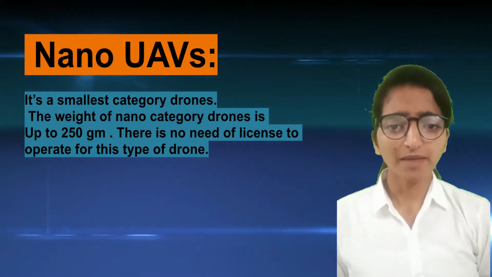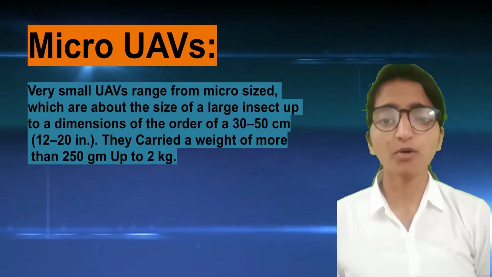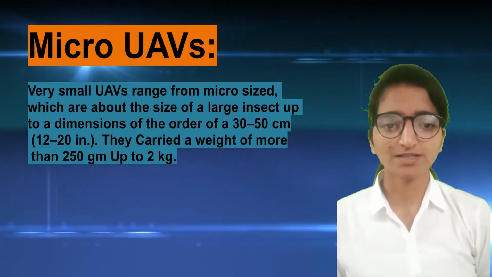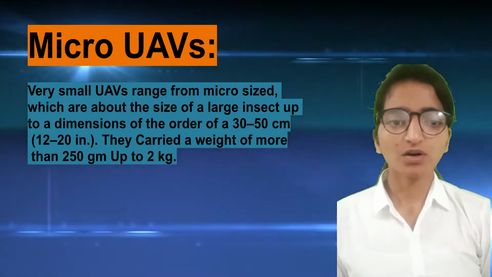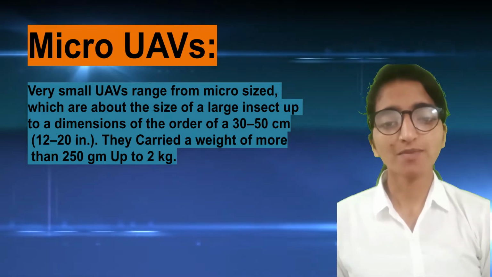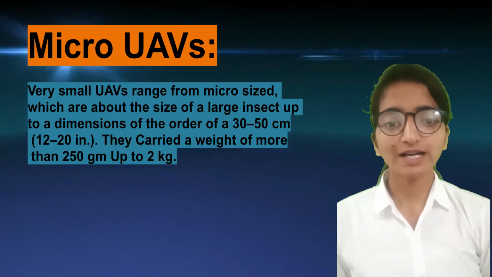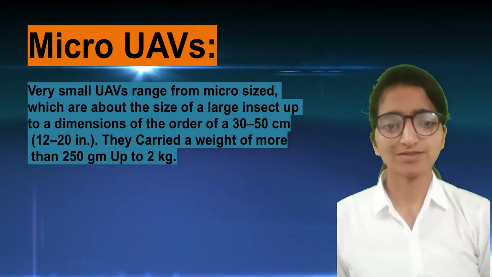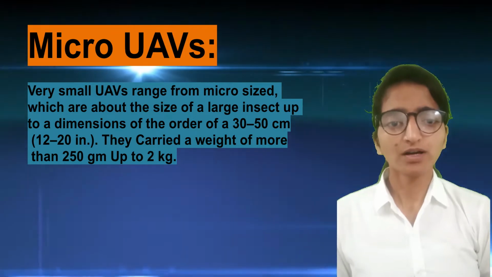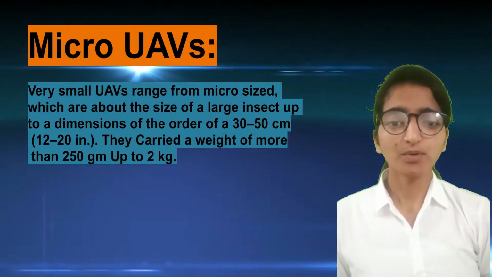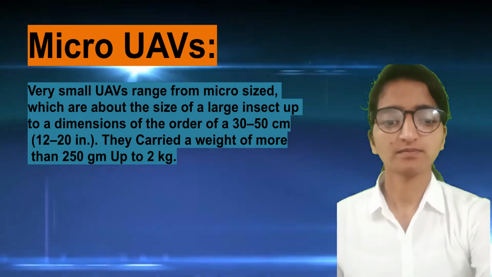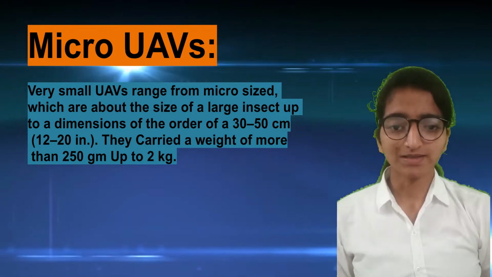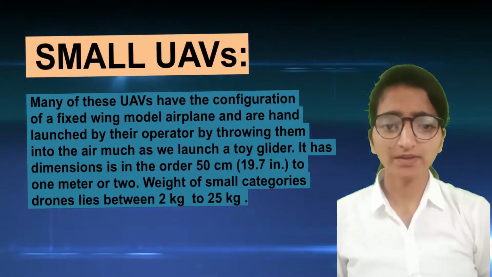Another type is micro UAVs. Micro UAVs are very small UAVs, ranging from the size of a large insect up to dimensions of the order of 30 to 50 centimeter, or if you want to calculate in inch, then 12 to 20 inch. They carry a weight of more than 250 grams up to 2 kg.